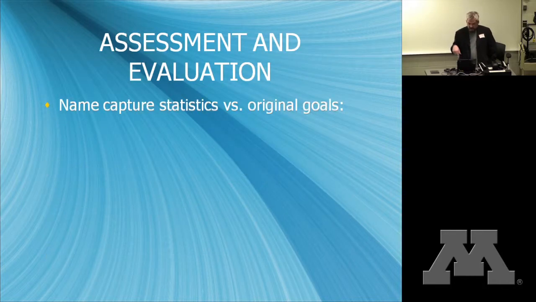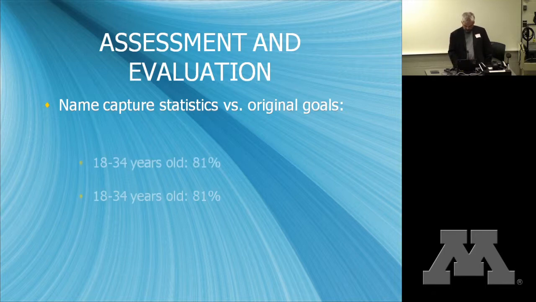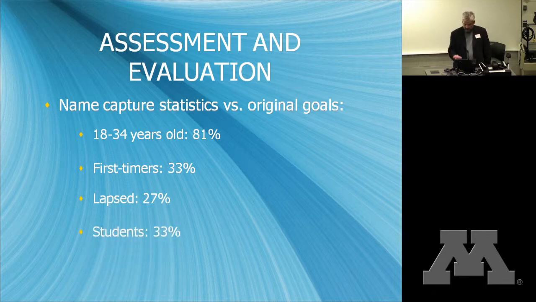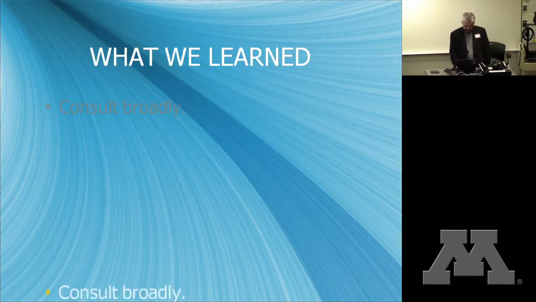Here's how the statistics we got from that name capture exercise played against our original goals. 81% of the people who were there were 18 to 34. We had said we wanted two-thirds, so that was good. A third of them were first timers. We said we wanted 25%, so that was good. Another 27% had been to the Weitzman before, but it had been at least 2 years, so we got some people back, which was really cool. And a third of them were students. Those were some really encouraging numbers to see.